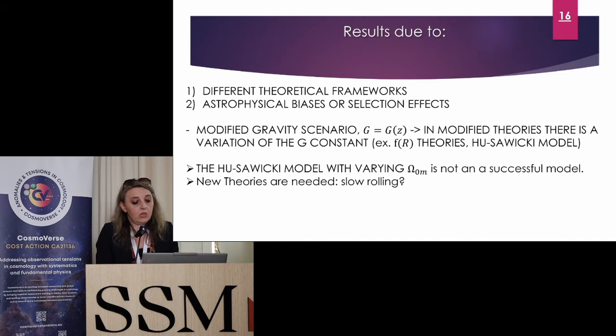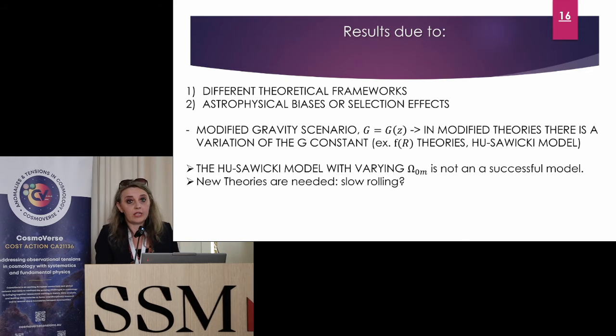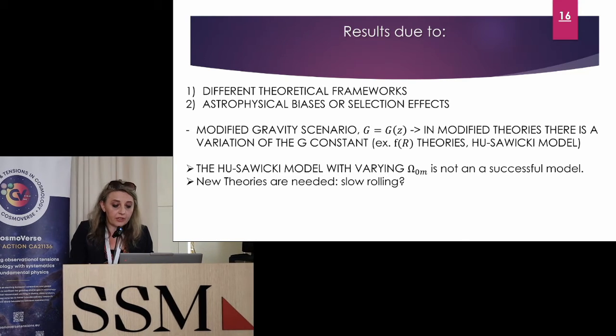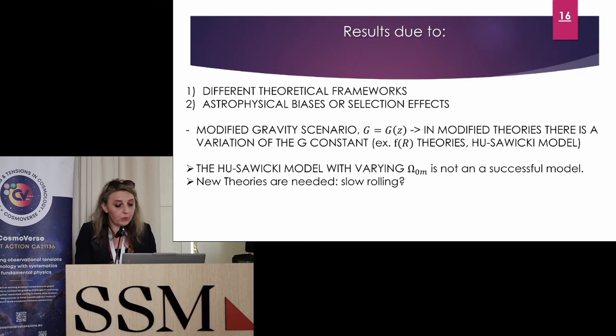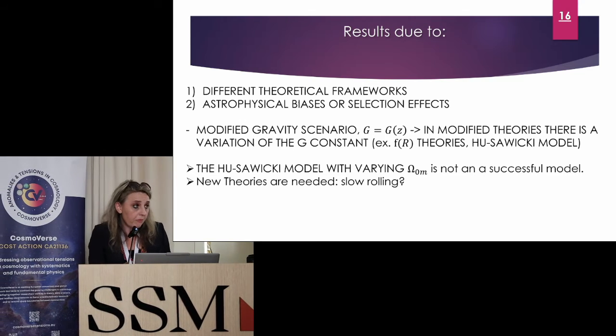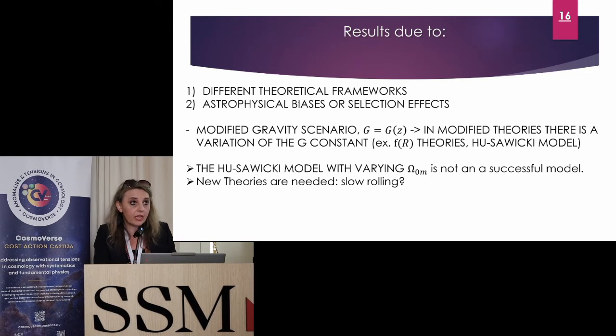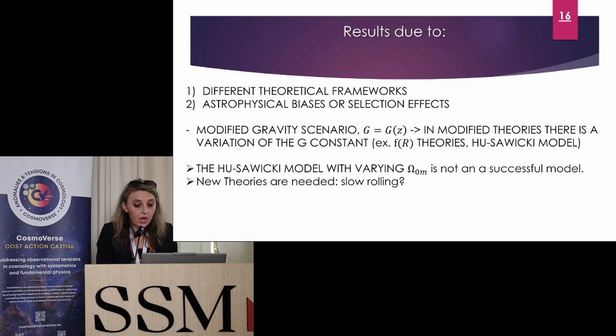Now, there are 2 main possibilities, as I said before. Either you have different theoretical frameworks, or you have astrophysical biases or selection effects. I know that many people in the room say that they have done everything, but maybe we could be open to the possibility of hidden biases that have not been considered and still dig in to understand whether or not, if no selection biases are present, we can actually have a modified theory of gravity.